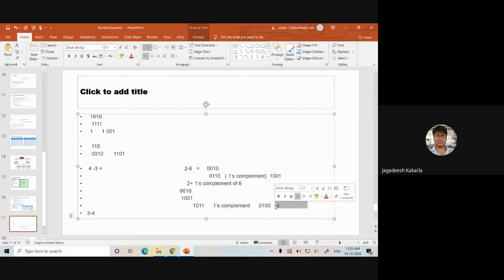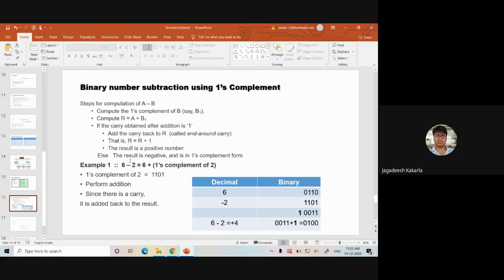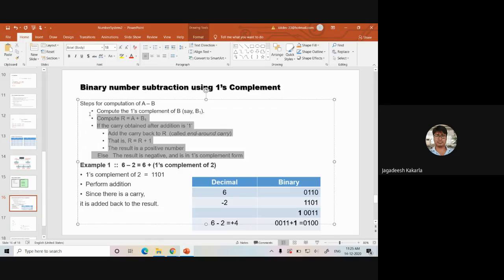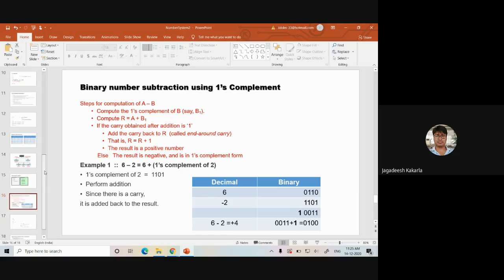Is it clear? Yeah. Please write down these steps. If you understand these steps, this is more than sufficient. You can easily solve any binary subtraction using 1's complement. Please maintain a separate notebook and write all the steps in the notebook instead of taking snapshots. It will be easy for you when you are preparing for the mid exam or end semester exams.